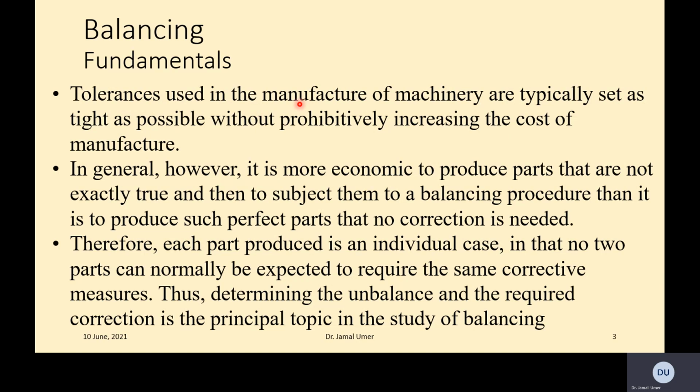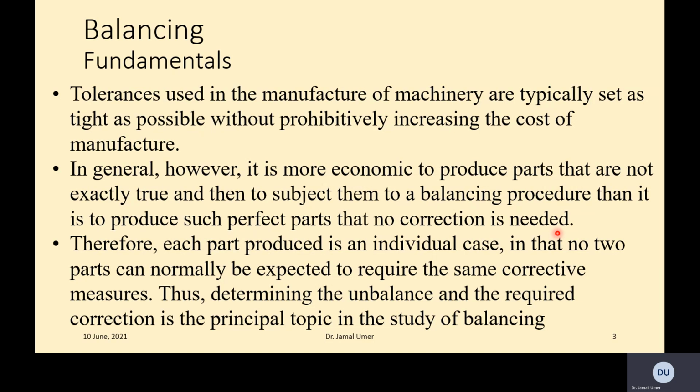These tolerances used in the manufacturing of machinery are typically set as tight as possible. If you have a wide range of tolerance, you have more problems in the component, especially for the rotating component. So you want to set those tolerances as minimum as possible. In general, however, it is more economic to produce parts that are not exactly true and then to subject them to a balancing procedure, than to produce such perfect parts that no correction is needed. So these two paragraphs are very important.